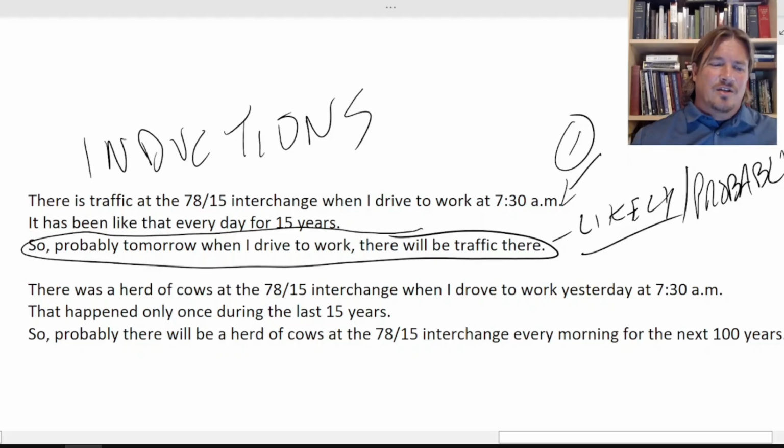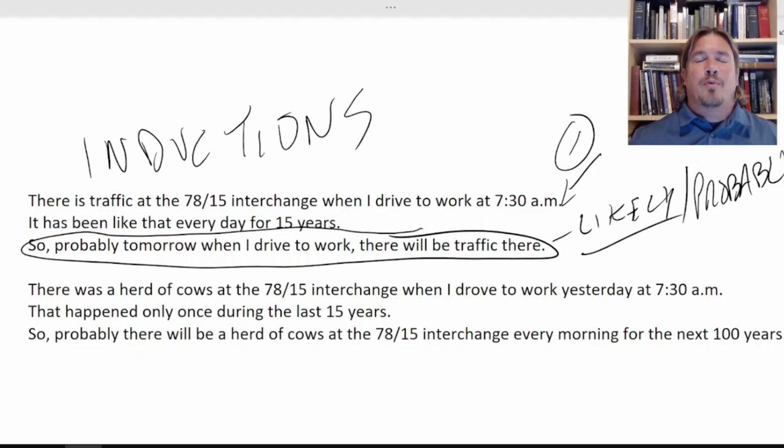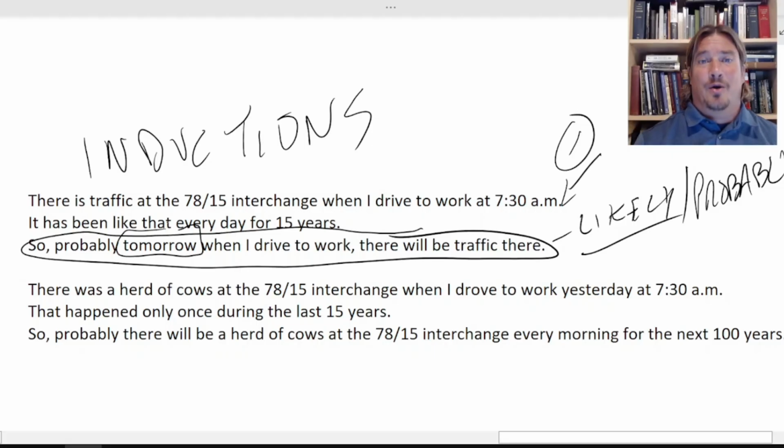So this is an induction. If you notice that this induction, there's something new in the conclusion that's not present in the premises, right? This conclusion is about the future. It's about tomorrow, right? There's nothing about tomorrow in the premises. Those are all about the past. So in inductions, there's something read into the conclusion from the premises that distinguishes an induction from a deduction.